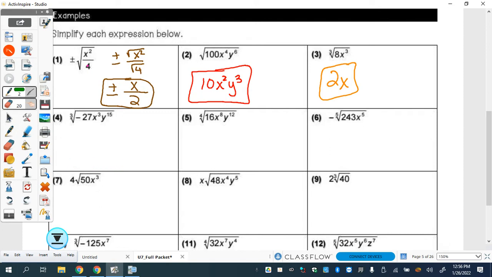So negative 27, because I'm doing a cube root, we're fine. We can leave that there. x to the third, is that a perfect cube? y to the 15th, is that a perfect cube? Yes. So we get negative 3xy to the 5th.